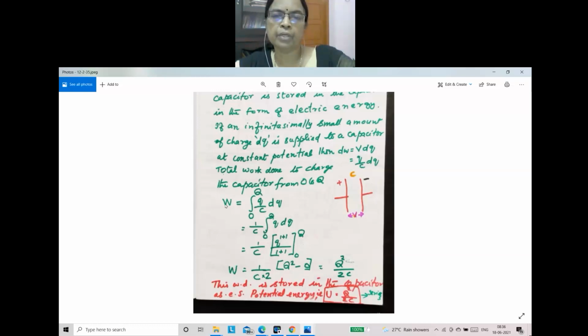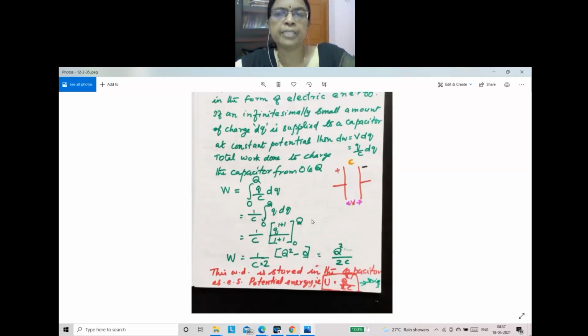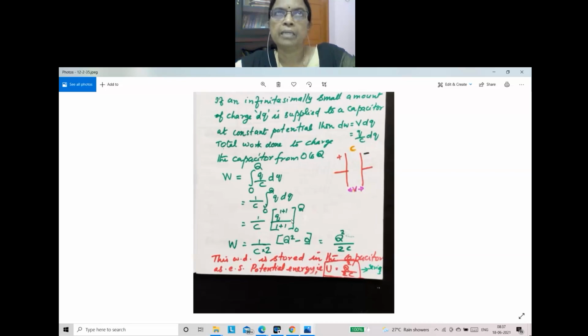Understood, children, this step? Total work done to give a charge from 0 to capital Q. So integrate this expression within the limits 0 to capital Q. C is constant, not varying, so it is taken outside, 1 by C. Q dq, Q is varying from 0 to capital Q. This is the formula we studied, and last year also we did derivations of this type: integral x raised to n dx is x raised to n plus 1 by n plus 1, isn't it, children?